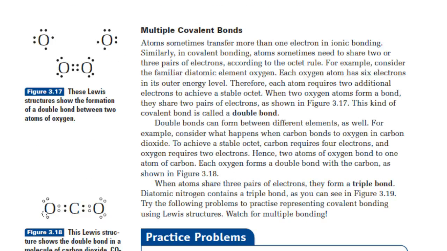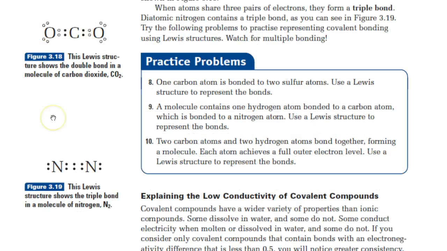Something that you also need to pay attention to is multiple covalent bonds. We can have double bonds, we can have triple bonds. So for example, in this case we have carbon dioxide. The Lewis structure shows 2 double bonds, 2 between the one oxygen and the carbon, and 2 between the other oxygen and the carbon. And then in the case of diatomic nitrogen, N2, we have a triple bond between the 2 nitrogen atoms.